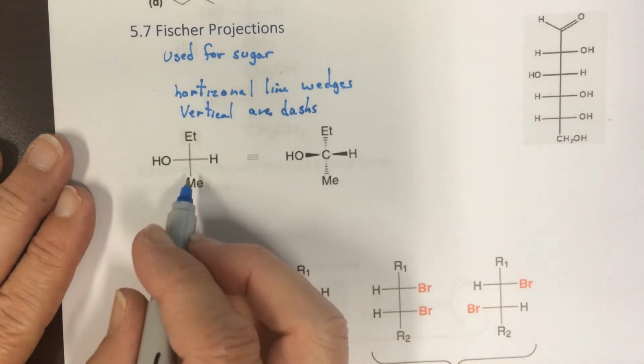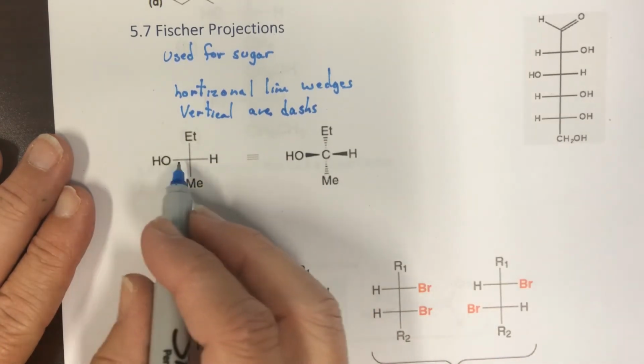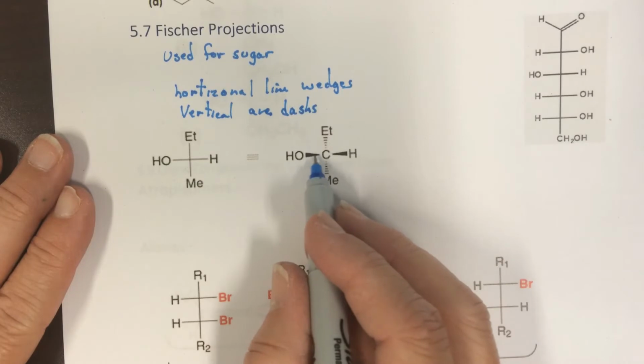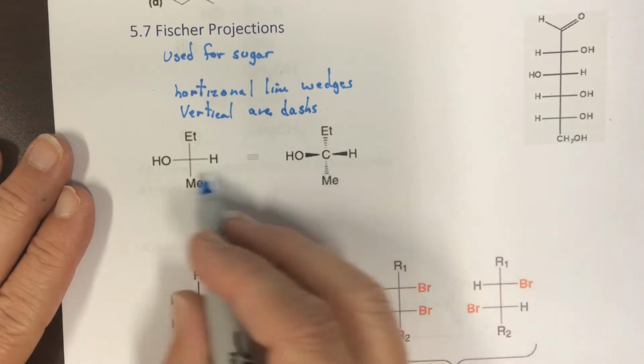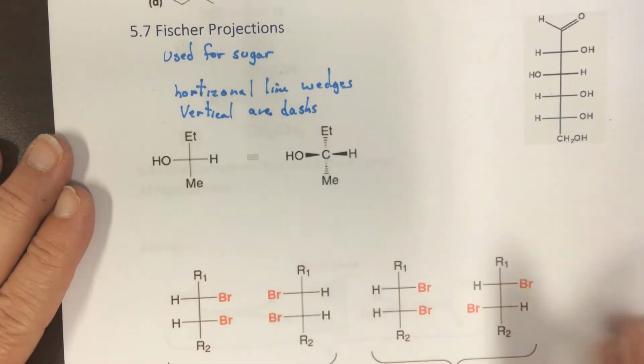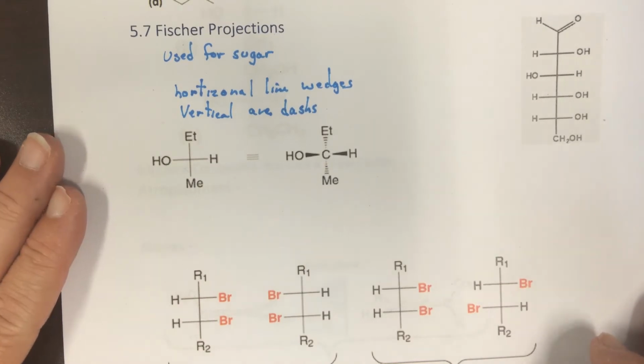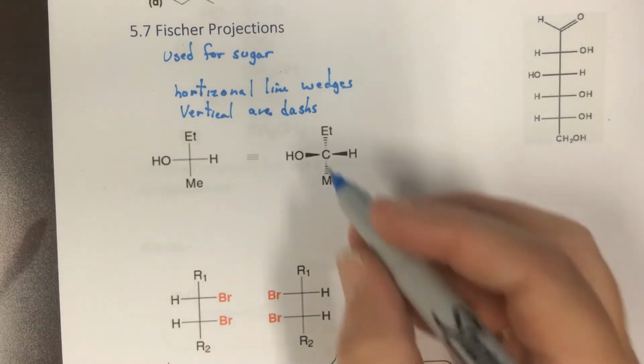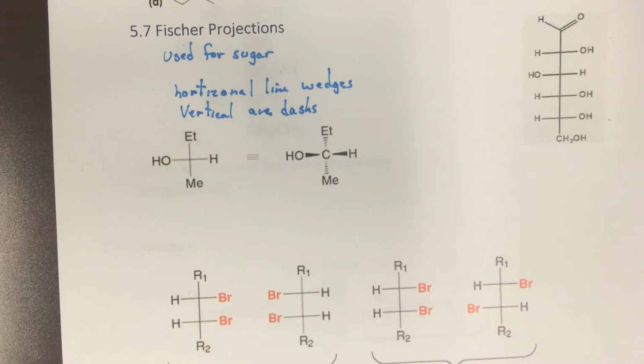So if you have a Fischer projection that looks like this, the horizontal line is really on a wedge, and the vertical line is a dash. You can think of it as the carbon being a man wearing a bow tie, and the ends of his bow tie are sticking up.